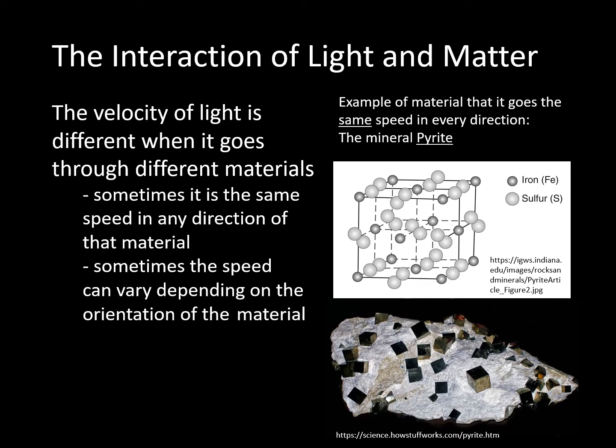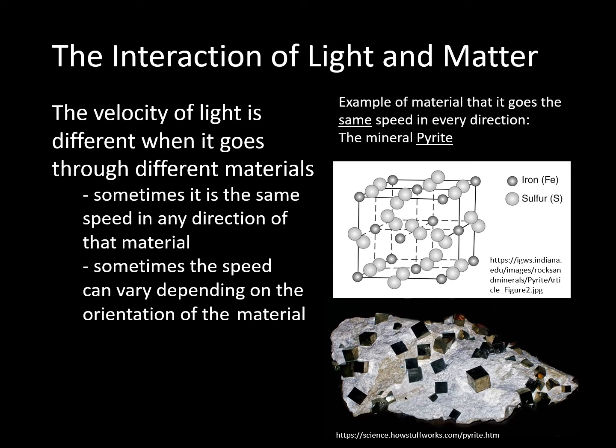But when it goes through different materials, that material will slow it down a little bit. Depending on the chemistry and how those different materials are made up, it will change the speed of the light depending on the material it's going through.